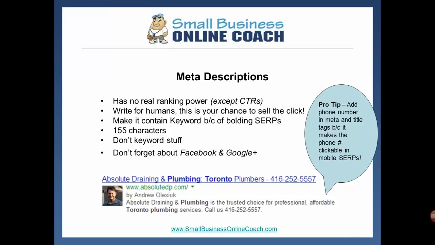Okay, meta description. So that's the section that's just below here that we see here. Let me come back up. Where it says here, Absolute Draining and Plumbing is the trusted choice for professional, affordable Toronto plumbing services. Call us at 416-252-5557. So this is great.